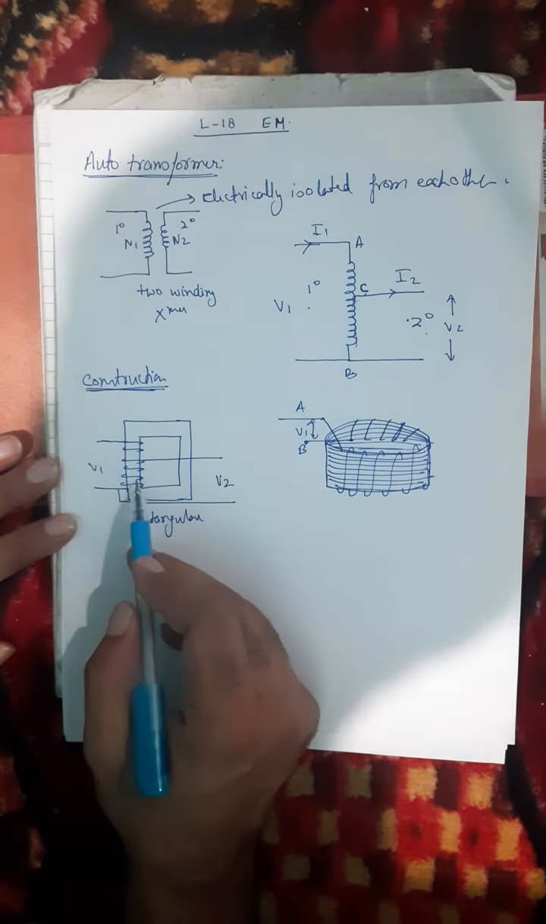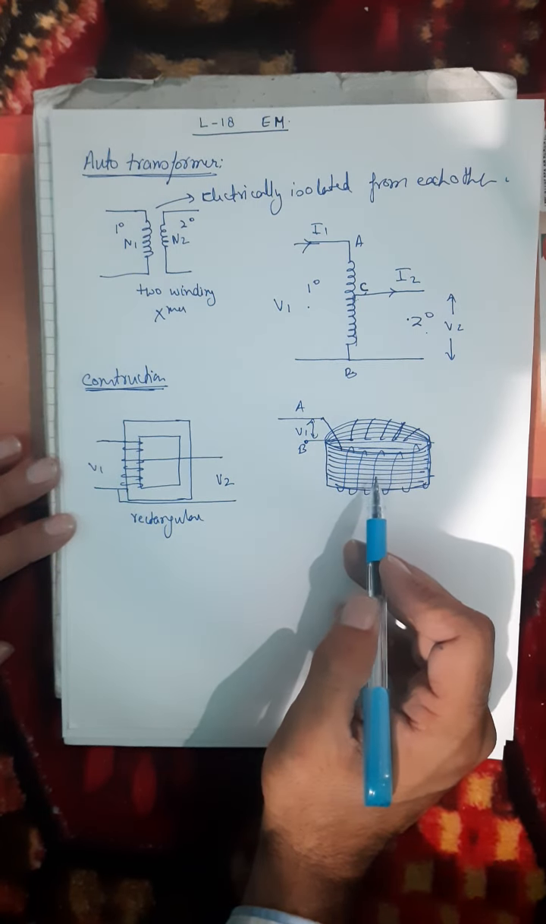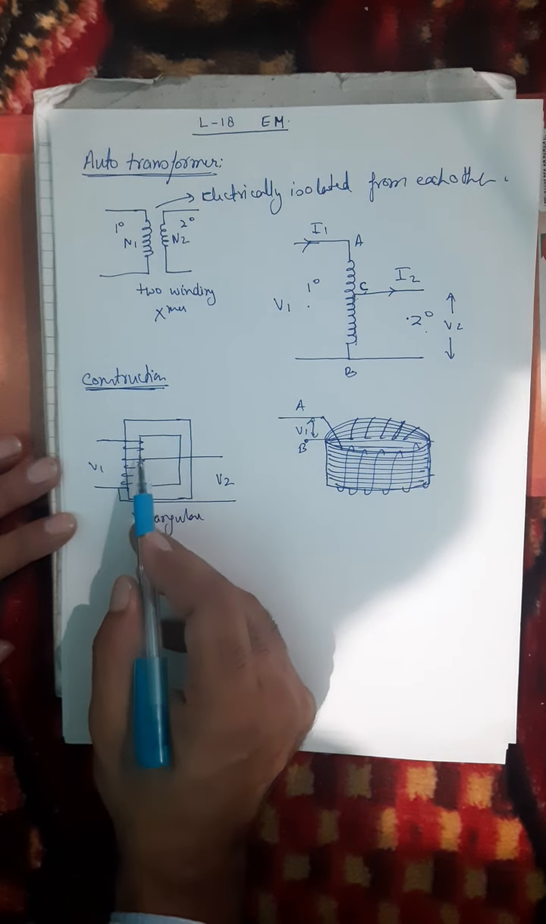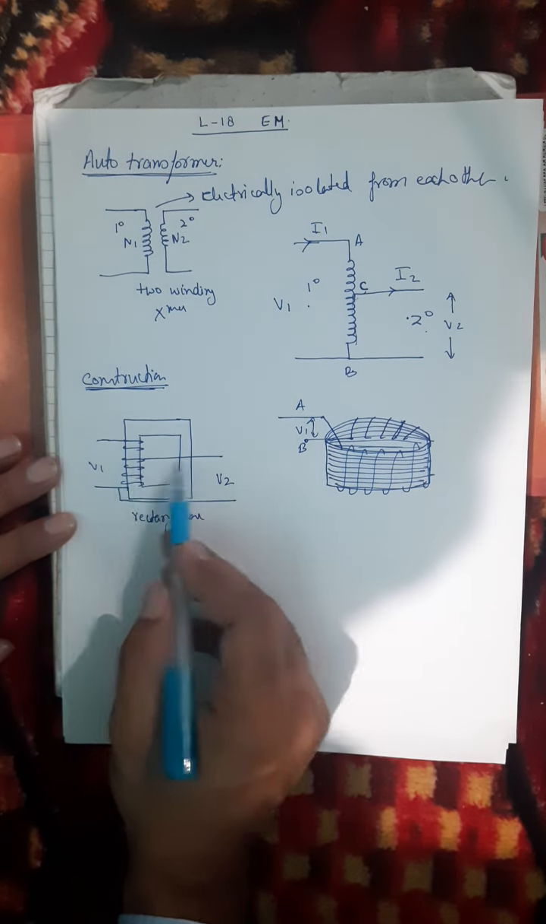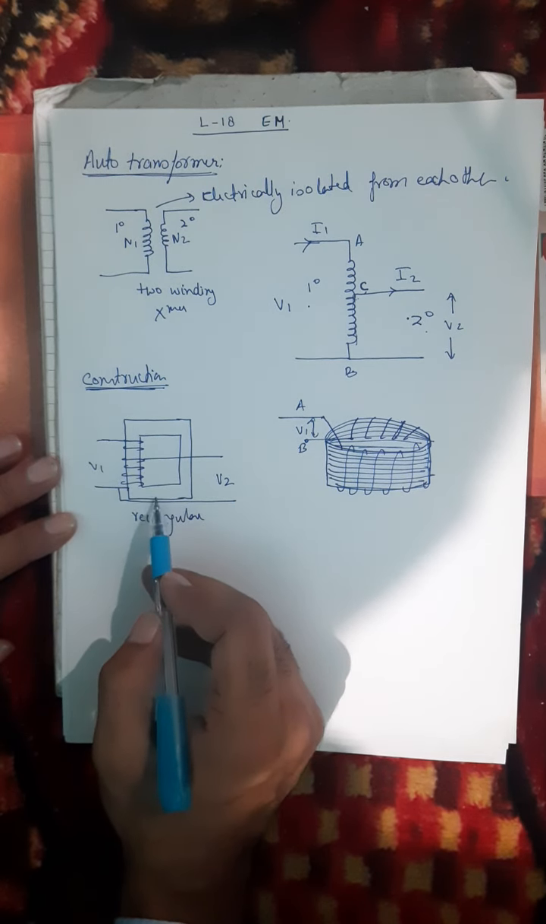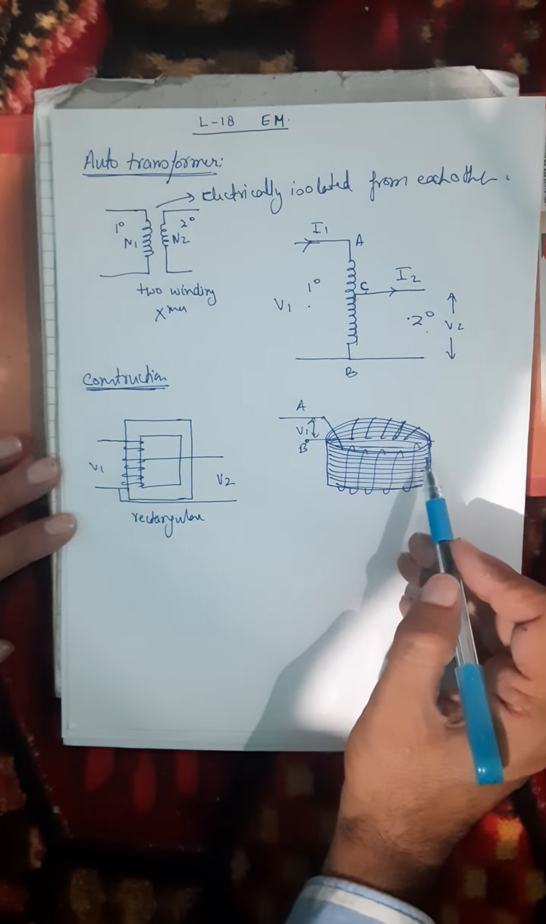I am saying it can have a rectangular core or a circular disc type ring type core. A single winding is wound around one or two limbs. Here I am showing only one winding on one limb. So a single winding is wound on one or two limbs of a rectangular core, or it is wound around the circular ring type core.